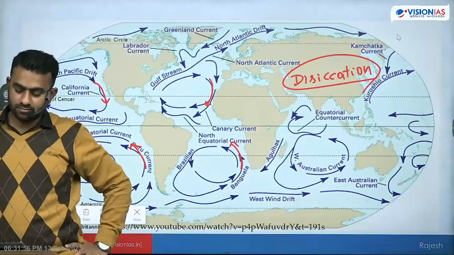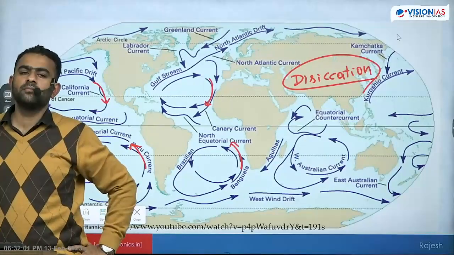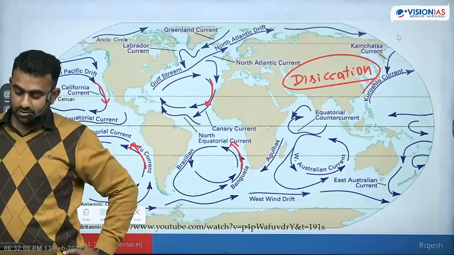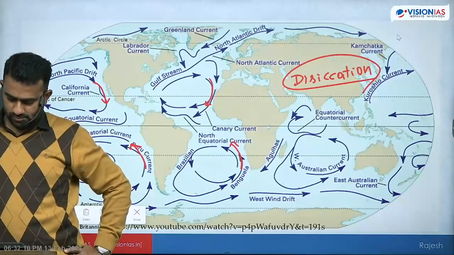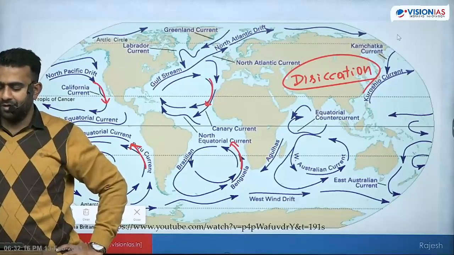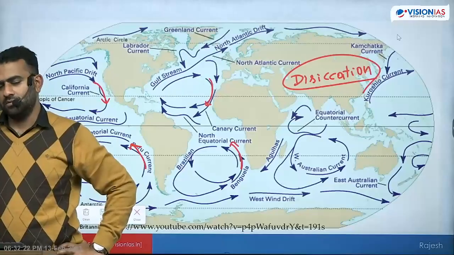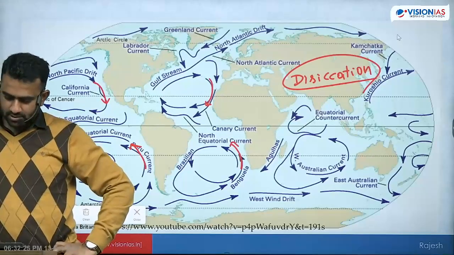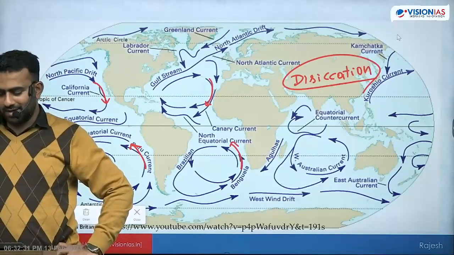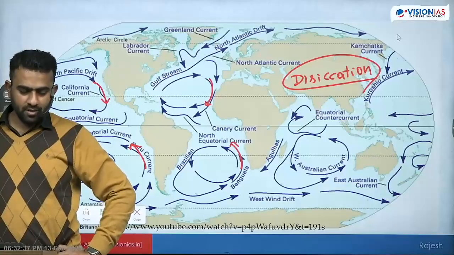Example: Kalahari Desert and Namib Desert. Kalahari Desert and Namib Desert, due to which current? Benguela current. Atacama Desert, due to the Humboldt current.